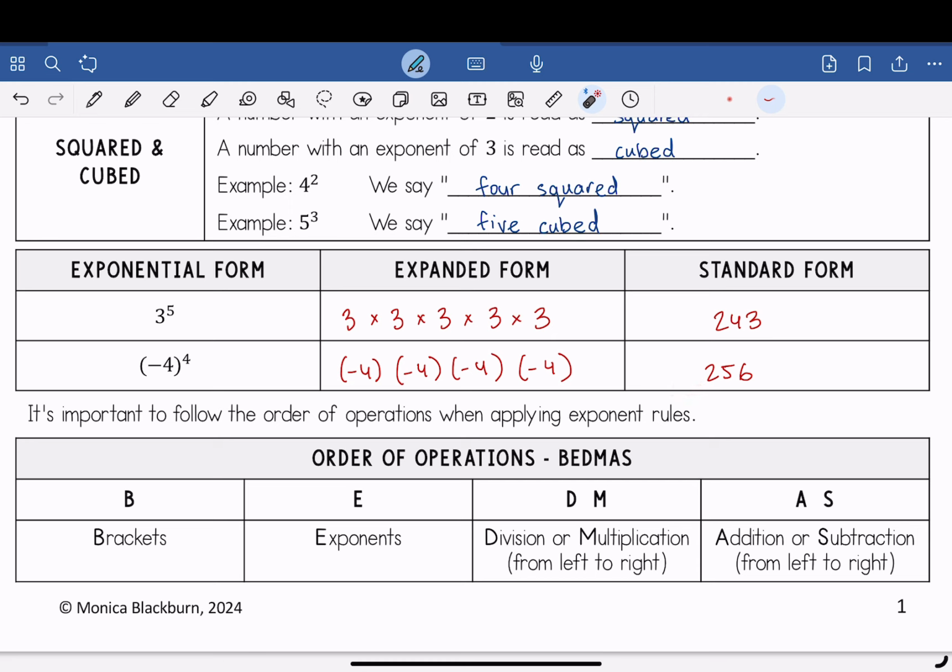When you are going to be simplifying or applying the exponent laws, you also need to make sure that you follow the order of operations, which the acronym that we often use to help us remember is BEDMAS. So B is for brackets, E is for exponents, D for division or multiplication, depending on which one comes first from left to right, and then addition and subtraction, same thing, depending on which one comes first when you're reading from left to right.